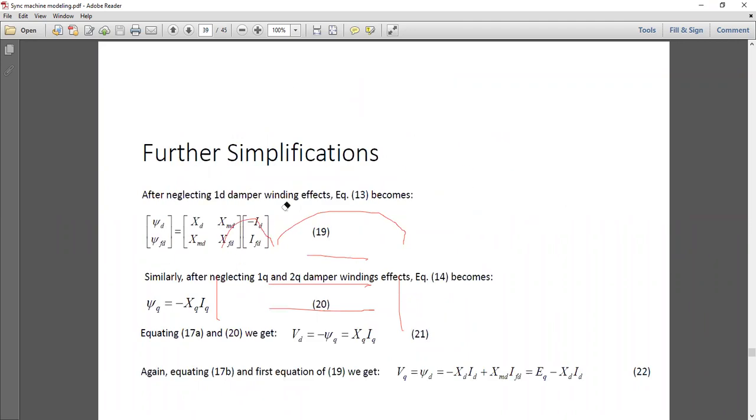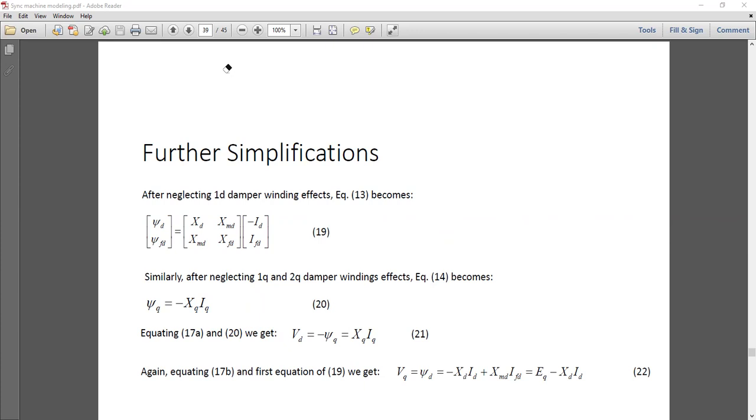With these simplifications, we are almost done. We have probably one or two slides before we go for some mathematical calculations. Till now, these are derivations. Then we will go for some phasor diagrams, and then slowly we will be going to some mathematical calculations, math problems, or example problems.